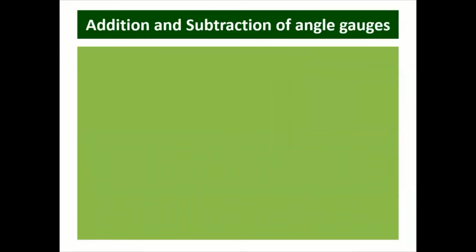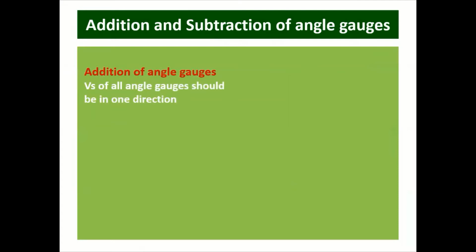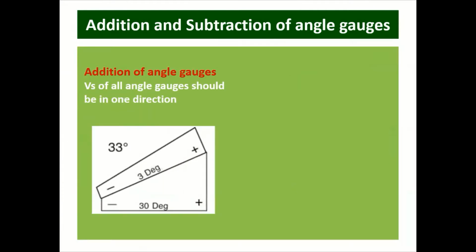So here, addition and subtraction of angle gauges. How are we making the addition and subtraction? In addition of angle gauges, the V's of all the angle gauges should be in one direction. Suppose I have to build up 33 degrees. In this case, I have selected 30 degree from the set, and for the other one I have selected the 3 degree. If you see the engraved V here, they are both in one direction. If it is in one direction, it means that we are adding it. So 30 plus 3 will be 33. That is called addition of angle gauges.